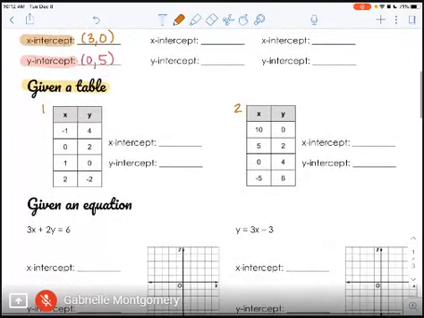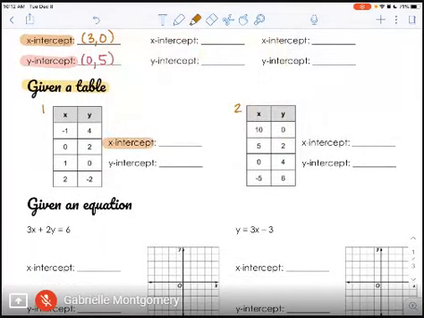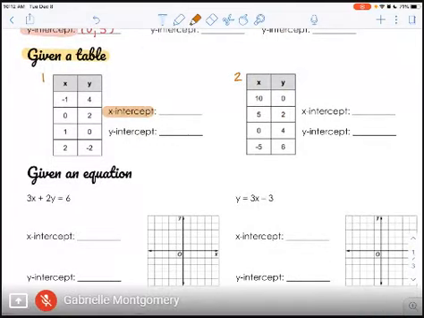So first, I'm asked to identify my x-intercept. So my x-intercept is going to happen when y equals 0. So do we see a point on here where y has a value of 0? If so, what is it? What is our x-intercept based on this table of values?